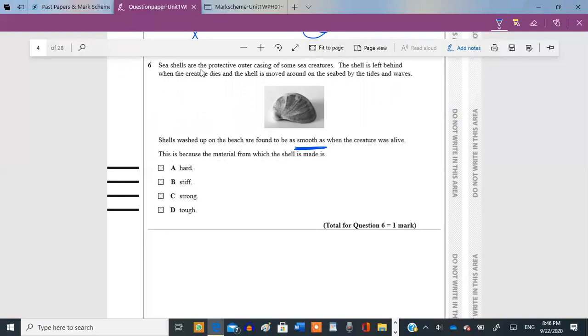Okay, so you've got protective covering, so it's going to be hard. It's gonna be hard. Yeah, hard because hardness is the resistance of its surface, like resistance of the surface getting scratched. Then why not stiff? Why not strong? Why not tough? Because also we're talking about its smoothness, that smoothness is the surface.